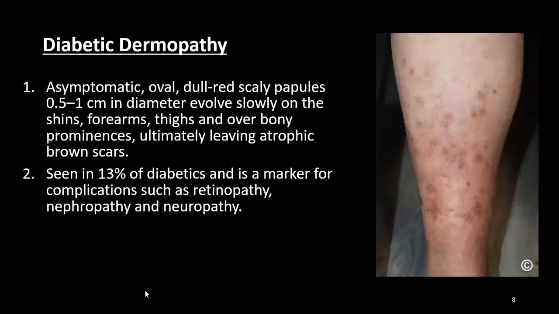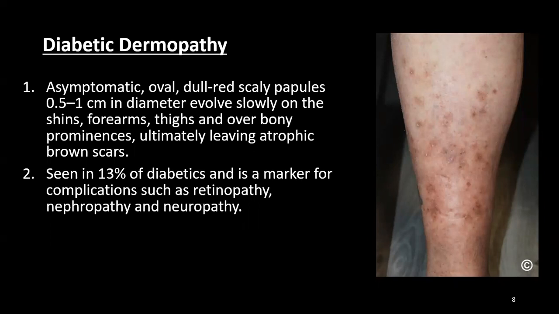Then diabetic dermopathy. This is one of the most common skin manifestations of diabetes and is characterized by asymptomatic, oval, dull red scaly papules 0.5 to 1 centimeter in diameter that evolve slowly mainly on the shins but also occur on the forearm, thighs and over bony prominences, ultimately leaving atrophic scars.